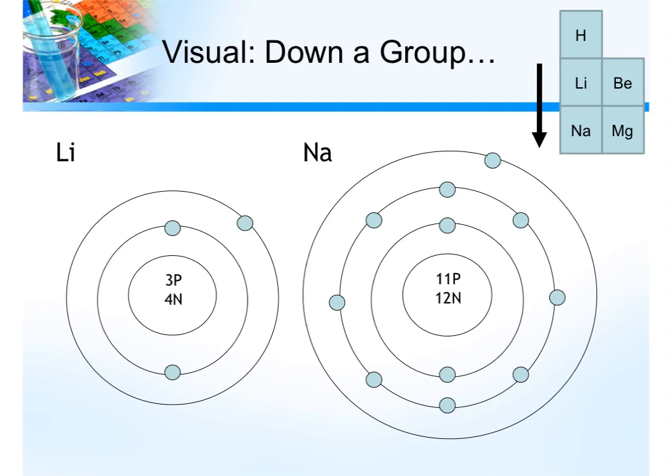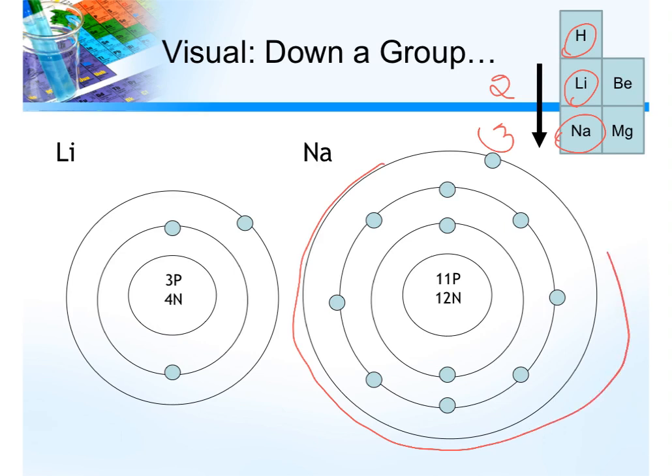Down a group is a little bit more simple to understand. This is comparing lithium to sodium. Lithium's in period 2, sodium's in period 3. Sodium's much larger simply because with every step down the periodic table you add an energy level. And so every energy level makes the atom quite a bit larger. And so that's the simple reason for the atom getting larger going from top to bottom.